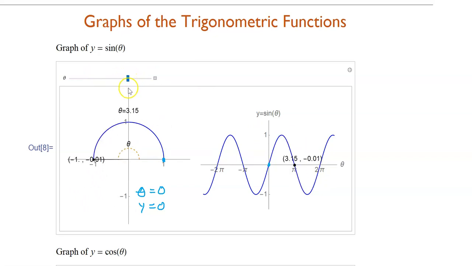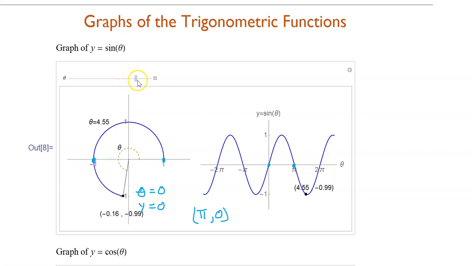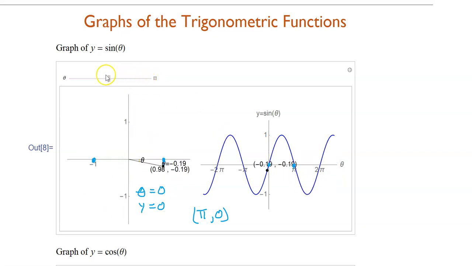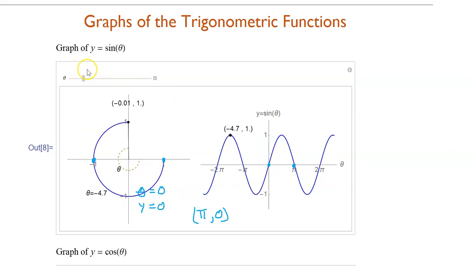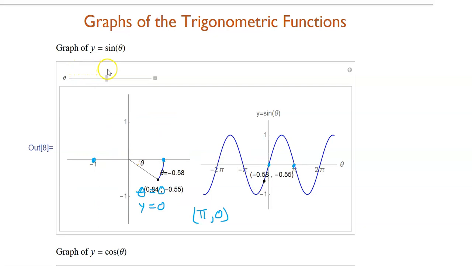notice at this point right here, our angle theta is pi. The y coordinate of this point right here is 0. So we plot out the point pi, comma, 0 on the sine function, and right there it is. And then we just continue. And notice how we're tracing out the graph of the sine function. And backwards also. These are all negative angles back here. Okay, so right there is the angle negative 0.82 radians.